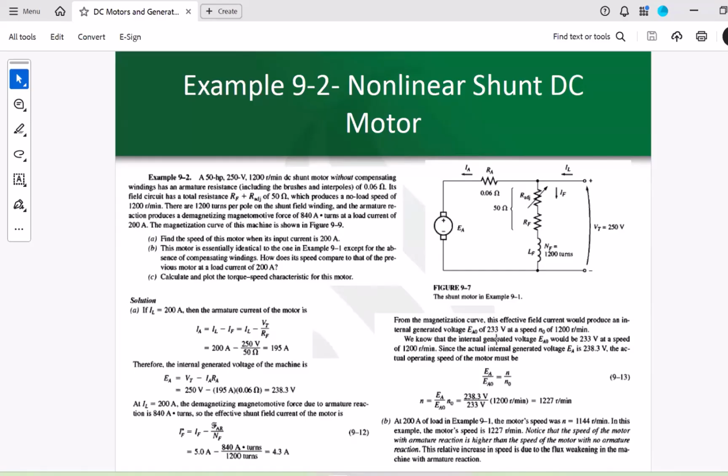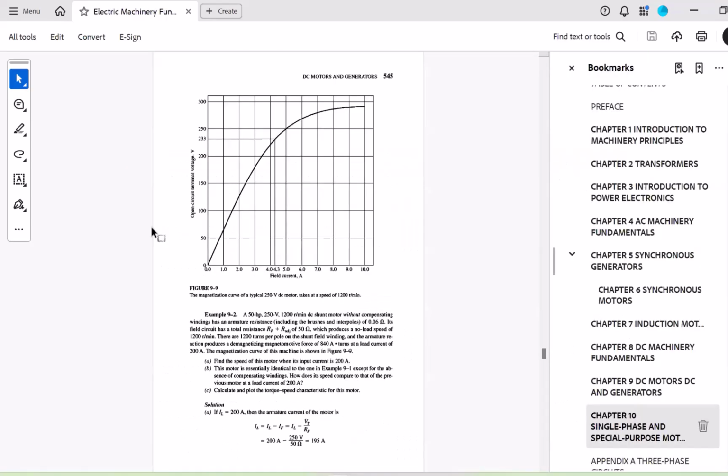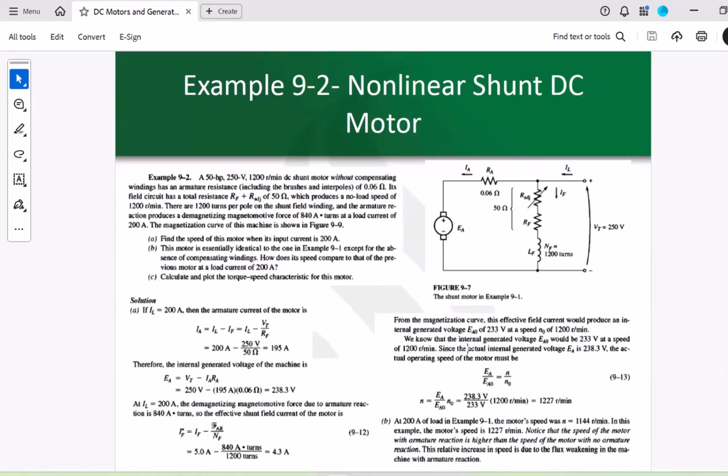We know that the internal generated voltage EA0 would be 233 volts at a speed of 1200 based on this curve. Since the actual internal generated voltage is now 238, that determines how the speed of the machine would deviate from that 1200. The actual operating speed of the machine must conform to this.